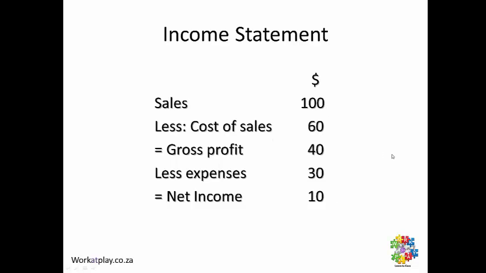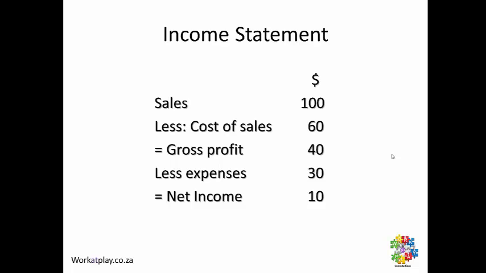Your sales is when you make a sale, the money that you get in for it. The cost of sales is the cost directly associated with that product. So if I'm selling bottled water for a total of $100, but the bottled water actually cost me $60, that's my cost of sales. I'm left with a gross profit of $40.